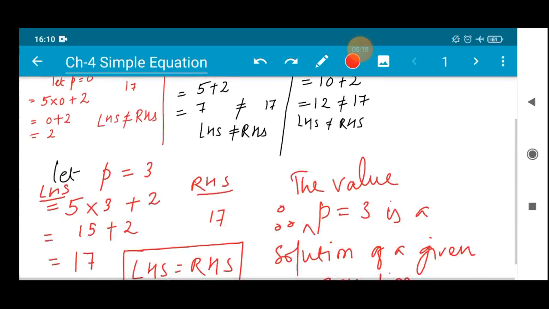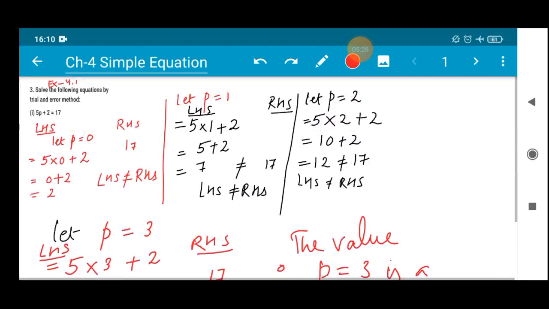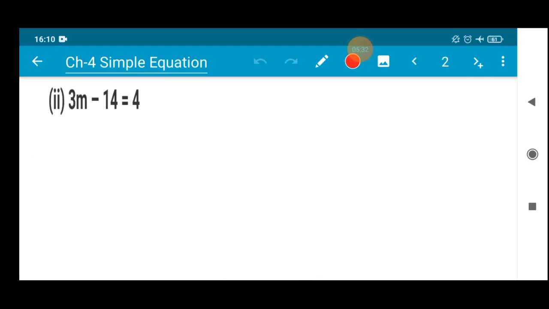So at the last, using the trial and error method, we got the value of p, that is 3, which is satisfying the equation. All right, so this is a very simple, easy one. Question number 3 part 1 is over. Now this is part 2. This question is very simple.